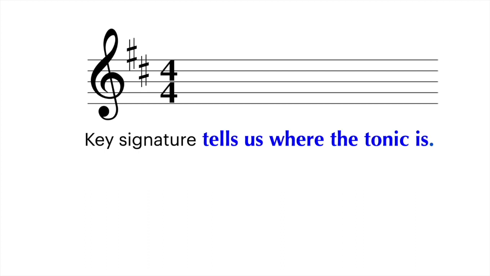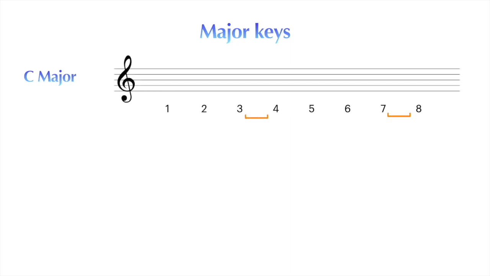In last video, we built up major scales. Let's revise the key signatures in different keys. For major keys, the 3rd to 4th degree and 7th to 8th degree are semitones. The others are whole tones. So, in C major, we have C, D, E, F, G, A, B, and C.